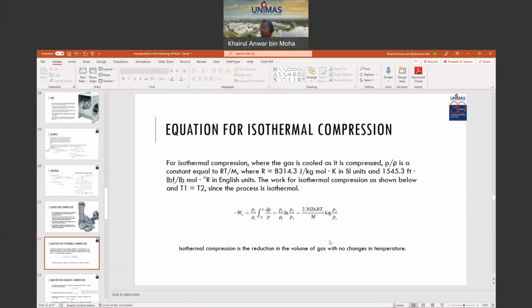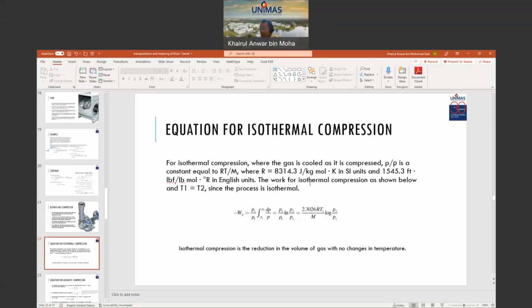Equation for isothermal compression. So we have two types of compression, isothermal and adiabatic compression. Isothermal compression is the reduction in the volume of gas with no change in temperature, where the gas is cooled as it is compressed. P over rho is a constant equal to RT over M. R is equal to 8314 joule per kilogram mole Kelvin in SI units and 1545 foot pound force per pound mole degree Rankine in English units.